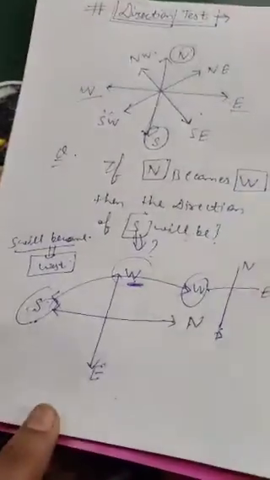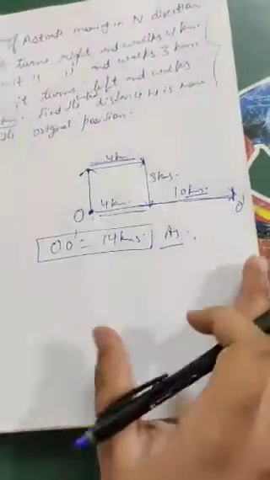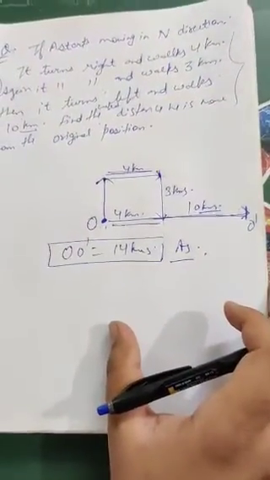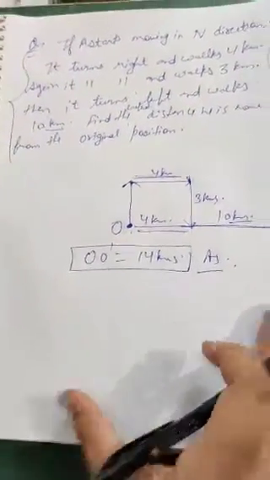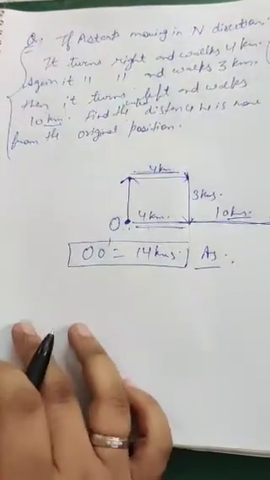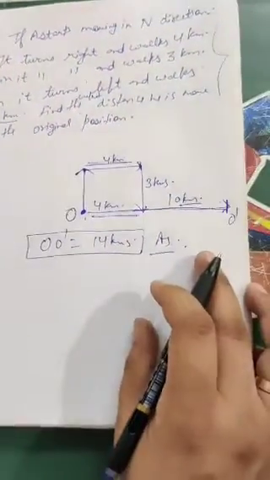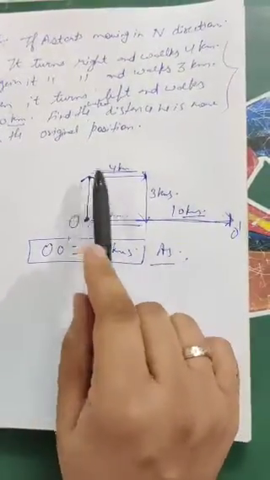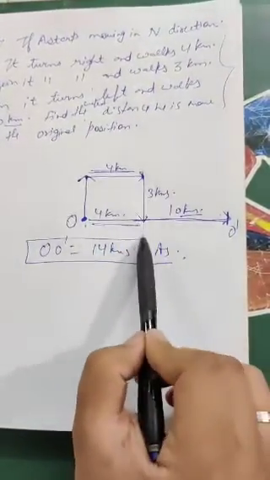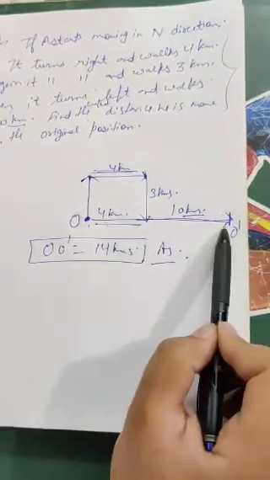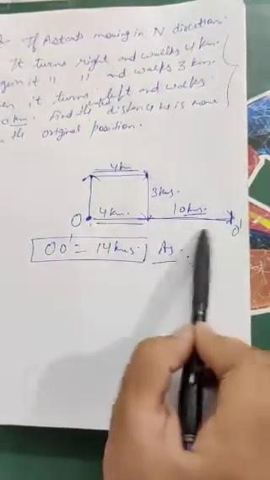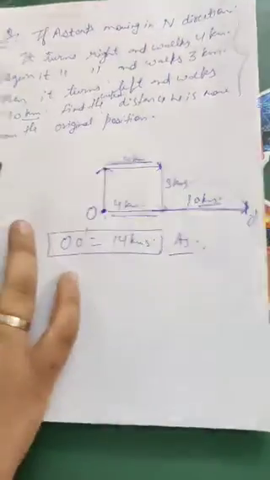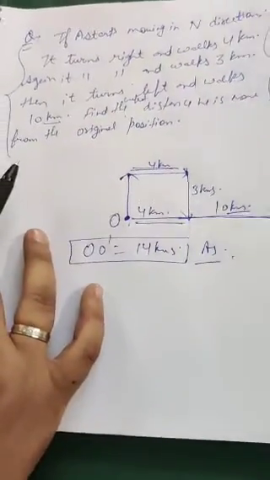The previous type we have already done: if south becomes west or north, then we have to find the direction accordingly. And this is the question. We have to move step by step like this. First move towards the north direction, then 4 kilometers right, then 3 kilometers right, and then 10 kilometers left. So these are a few questions based on the direction test.